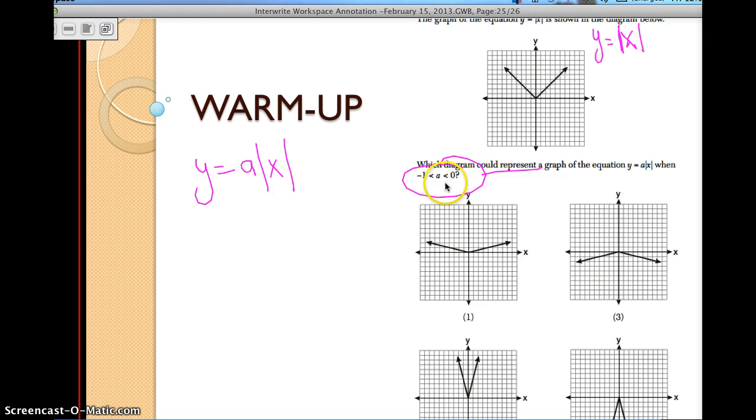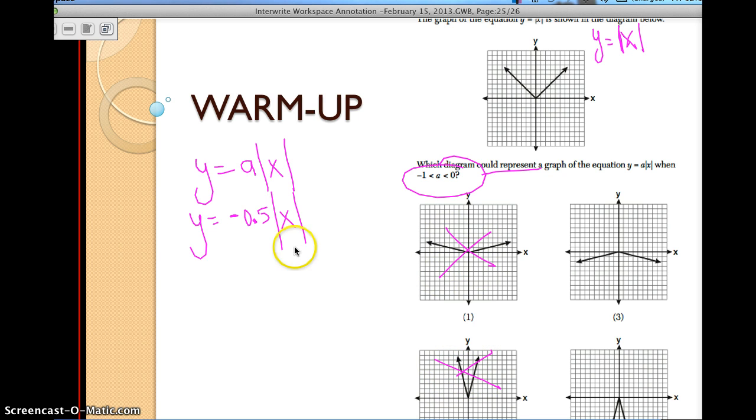So think about a number that's greater than -1 and less than 0. Let's make it somewhat easy and put -0.5 times the absolute value of x. Because your leading coefficient is a negative, that means that your V is going to open down. So this guy is out and this guy is out.